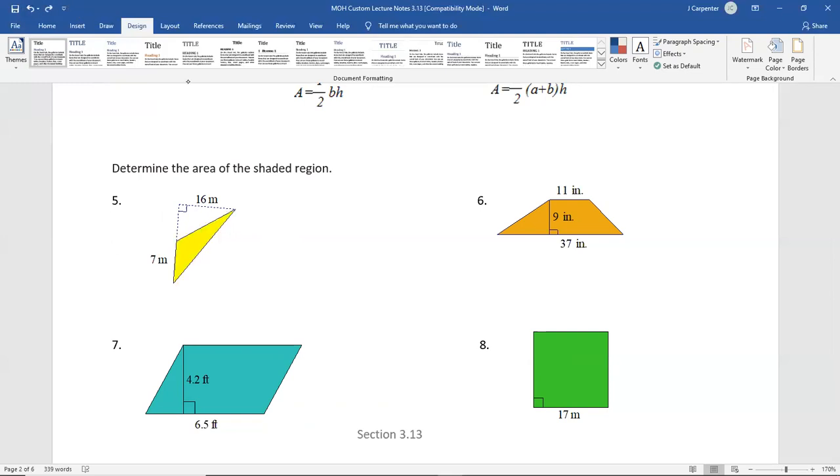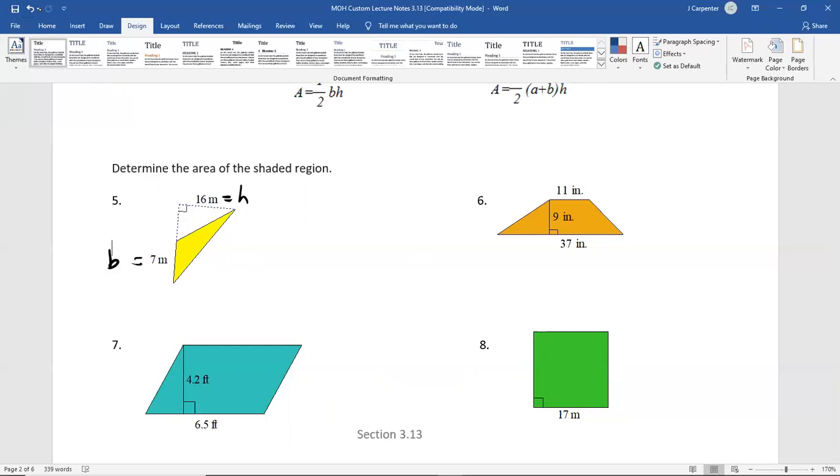Now they could have labeled this side right here, and this side right here, and that would be our base and height, but they just drew it a little differently. So they said, okay, this distance right here is 7, and this distance is 16. The height is always a perpendicular distance. So this has to be the height, and the 7 has to be the base.